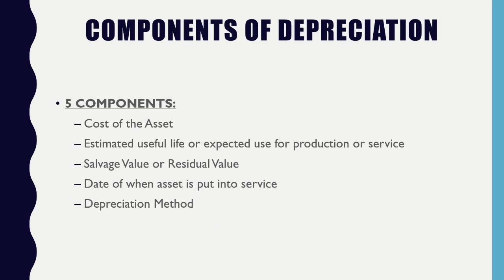All right, so once again, the 5 components are still going to be necessary, right? We need to have the asset cost, the estimated useful life, a salvage value, and a date of when we place into service. And last but not least, to know which depreciation method we are working on.